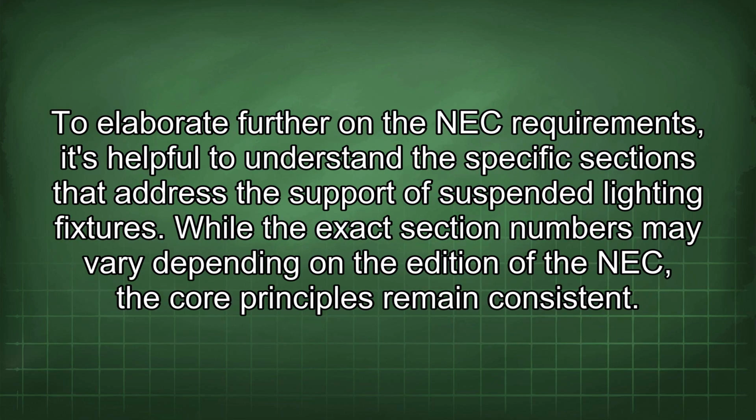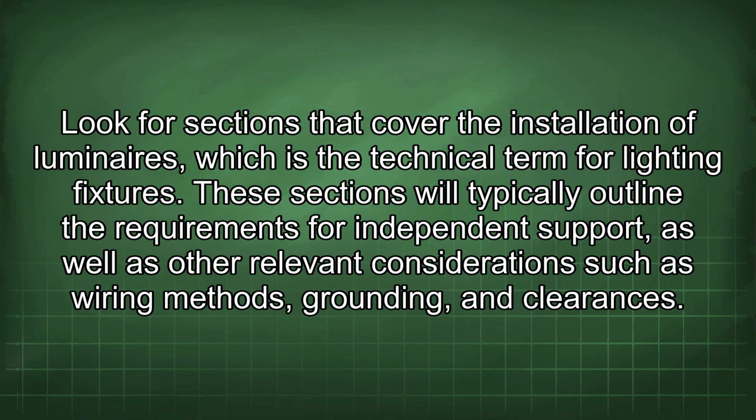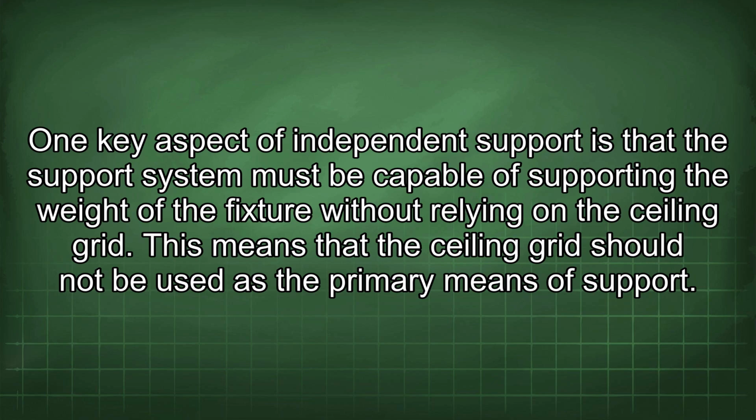To elaborate further on the NEC requirements, it's helpful to understand the specific sections that address the support of suspended lighting fixtures. While the exact section numbers may vary depending on the edition of the NEC, the core principles remain consistent. Look for sections that cover the installation of luminaires, which is the technical term for lighting fixtures. These sections will typically outline the requirements for independent support, as well as other relevant considerations such as wiring methods, grounding, and clearances. One key aspect of independent support is that the support system must be capable of supporting the weight of the fixture without relying on the ceiling grid.